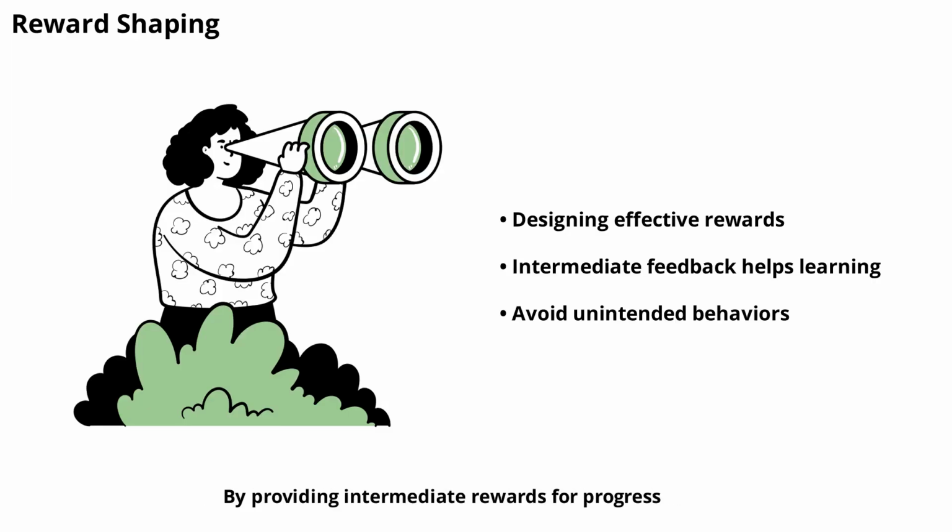By providing intermediate rewards for progress, rather than just final outcomes, agents can learn more efficiently. However, reward shaping must be done carefully to avoid encouraging unintended actions. It's a delicate balance that requires domain knowledge and experimentation.